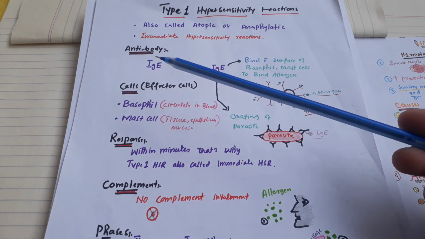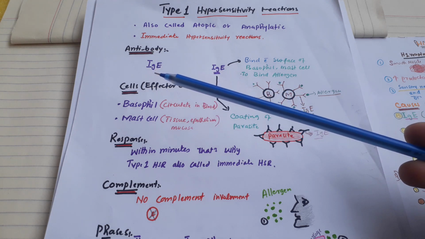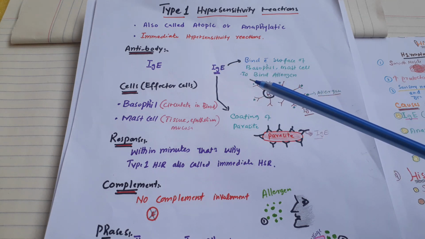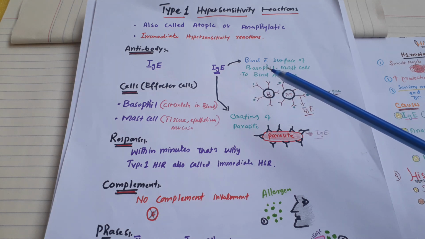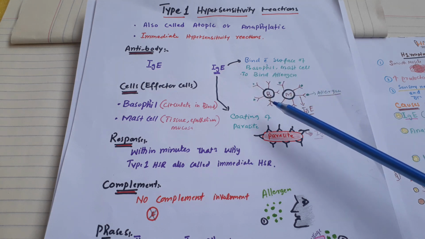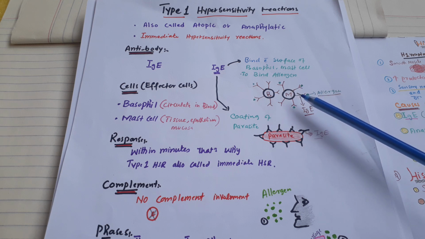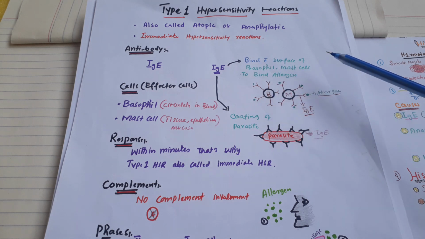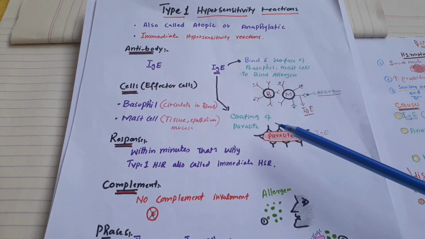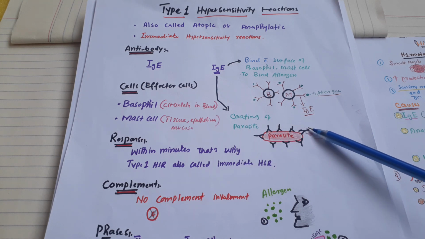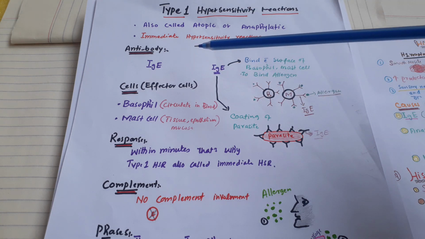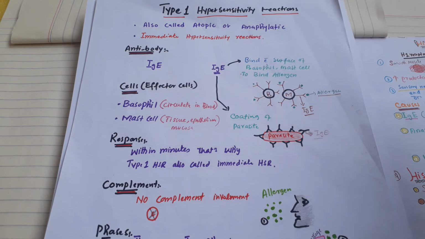Now the antibody for type 1 hypersensitivity reaction is IgE. I already explained in the eosinophil video the functions of IgE. First of all, IgE binds with basophils and mast cells. There are Fc receptors on these mast cells and basophils to which IgE binds. The second function of IgE is coating of the parasite, and as it coats the parasite, it kills the parasite. These are the two functions of IgE. So the antibody of type 1 hypersensitivity reaction is IgE.